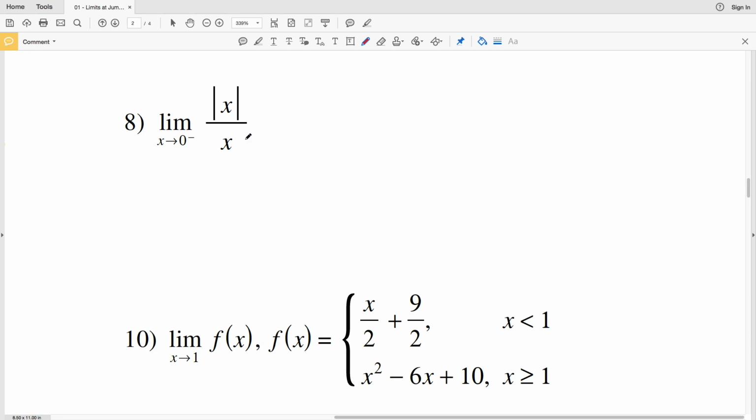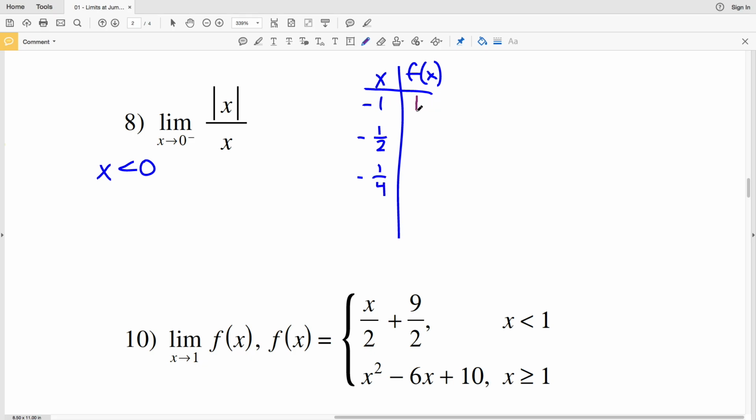In number 8, we have the limit of the absolute value of x over x as x approaches 0 from the left. So I think the easiest way to do this, unless we want to use a graphing calculator, is with a t-table. So I'm going to enter in values of x and f of x. However, I'm going to use values coming from the left. So that's for x less than 0. So I'll do negative 1, negative 1/2, and I'll go ahead and do negative 1/4.